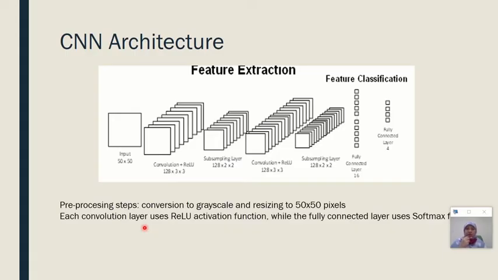So here's our architecture. From the input, we first convert it to grayscale and resize to 50 by 50 pixels, and then supply it into the convolution layers. We use a ReLU activation function for the convolution layers, and for the fully connected layers we use a softmax function.